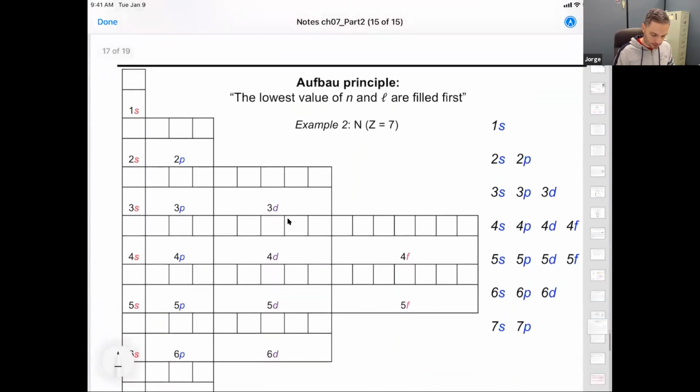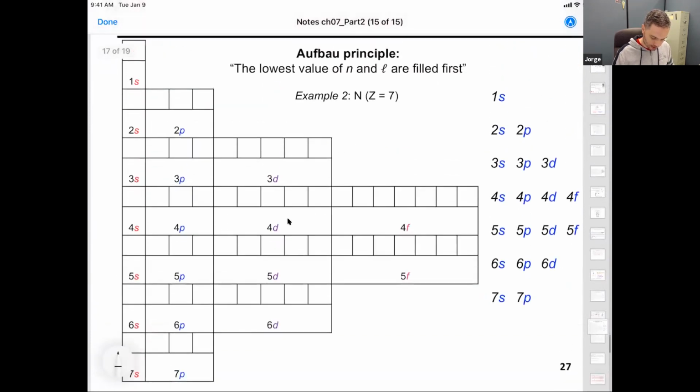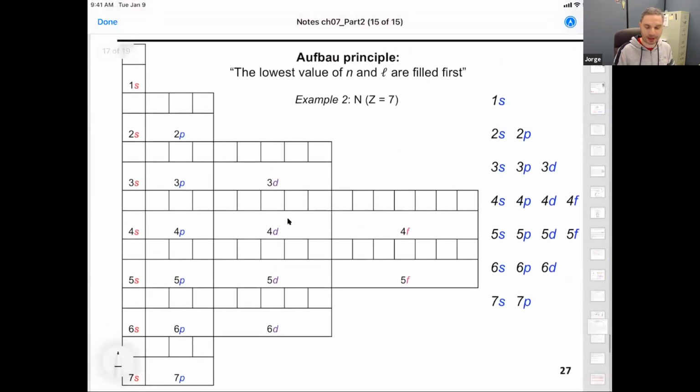Okay, so let's do a second example here, and that's for the nitrogen. Nitrogen has atomic number equals to 7. If it's neutral, 7 electrons. Okay, so we have 7 electrons to distribute among the shells and subshells. Starting from the top, the first to be filled is the 1s, and it can house 2 electrons, one up, one down.